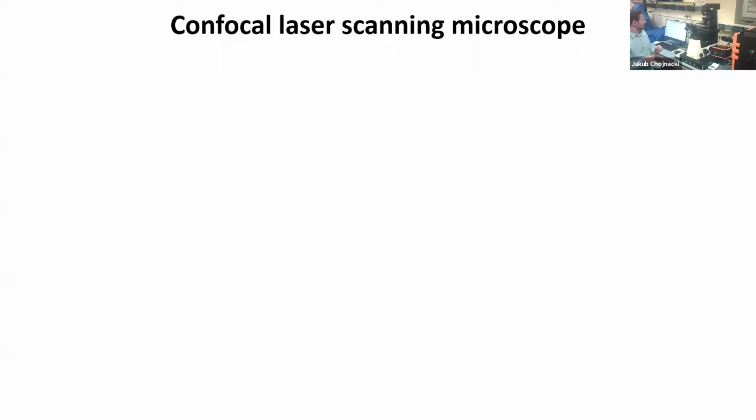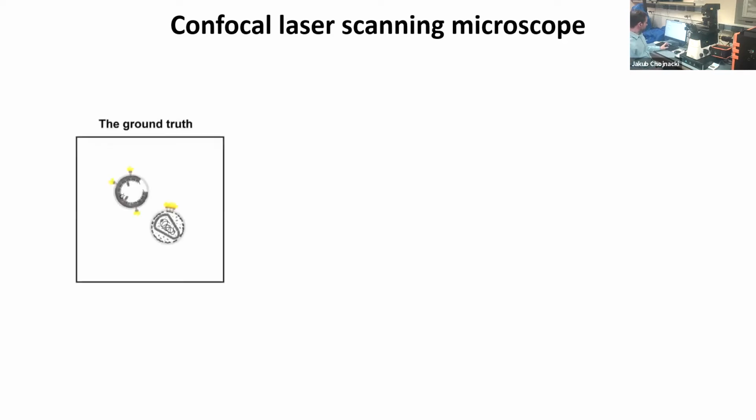Another thing: what is laser scanning microscopy? Laser scanning microscopy works like this. Just to give you an example, we have two virus particles which we have labeled. We have labeled some surface proteins with yellow fluorescent molecules, and we want to observe them using this microscope.